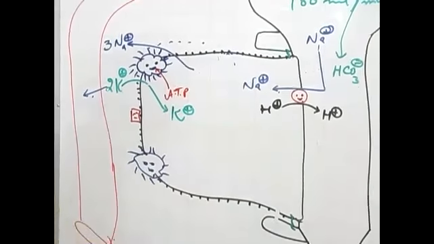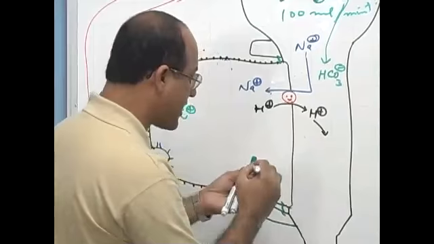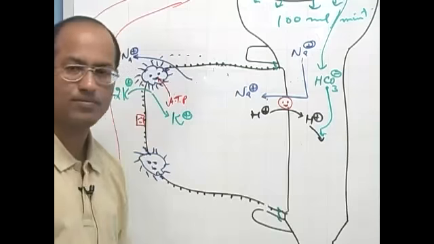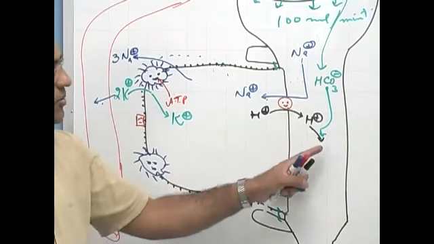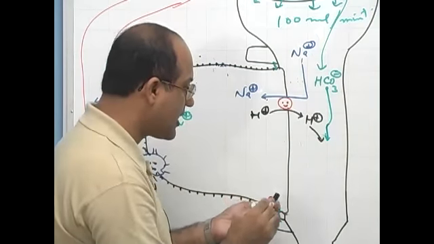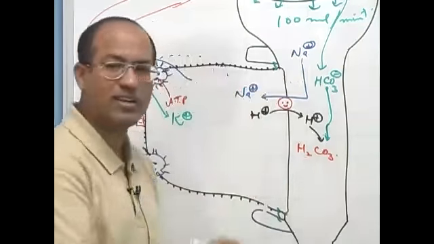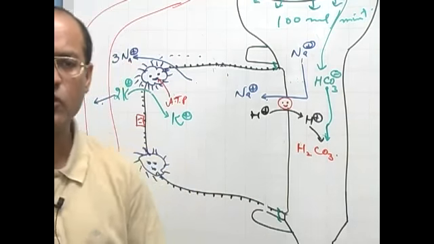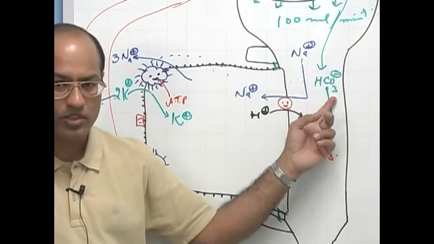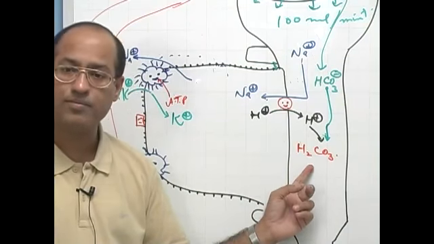Now, what happens to this proton? This proton fuses with the filtered bicarbonate. When bicarbonate fuses with this proton, both of them react with each other and convert into a compound called H2CO3. What is it? Carbonic acid. It means in the lumen of the proximal convoluted tubule, secreted protons are constantly reacting with filtered alkali, bicarb, and they are constantly generating what?